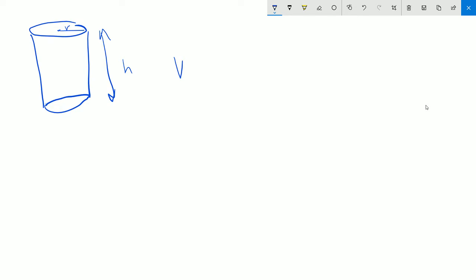To calculate the volume of the whole cylinder, we use the formula area of cross section into the length of the cylinder. That gives us pi r square into h. So the h here represents the height of the cylinder and the r represents the radius of the circular face.